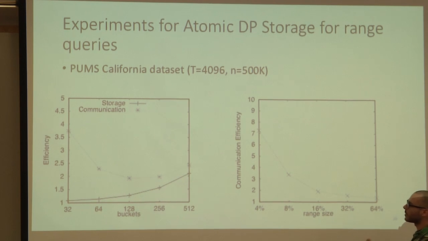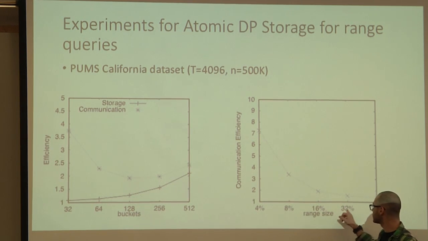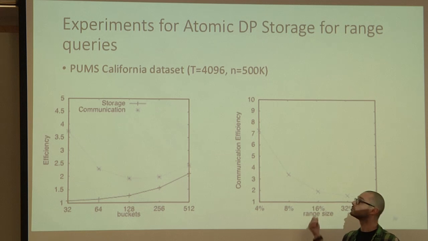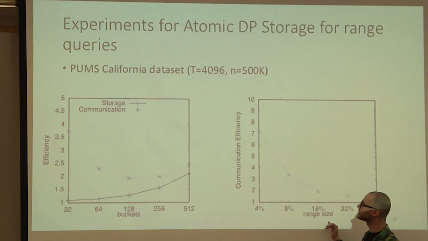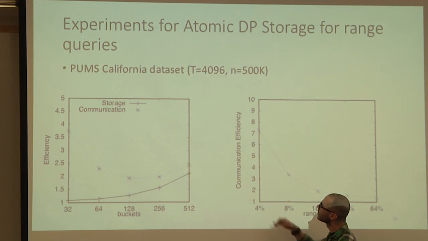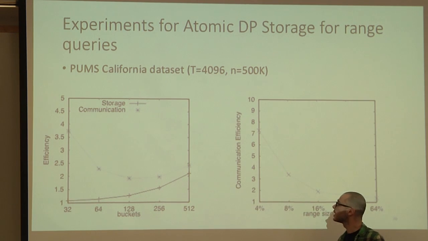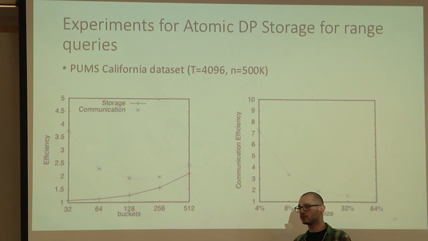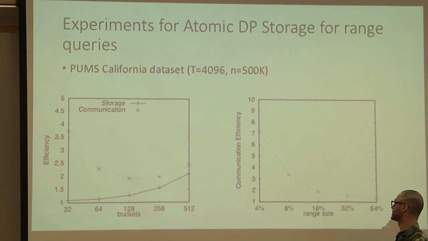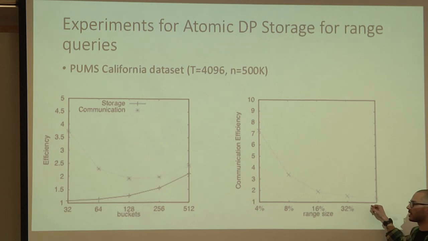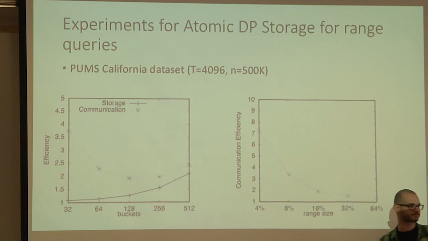So we fix the number of buckets to 128, and we run some range queries. The different range cardinalities here are a proportion of our domain size, 4096. As we can see, the smaller the query range, the worse the communication efficiency, because again we need to retrieve a whole bucket in order to answer very small ranges. And as the range increases, the communication becomes closer to the optimal one.